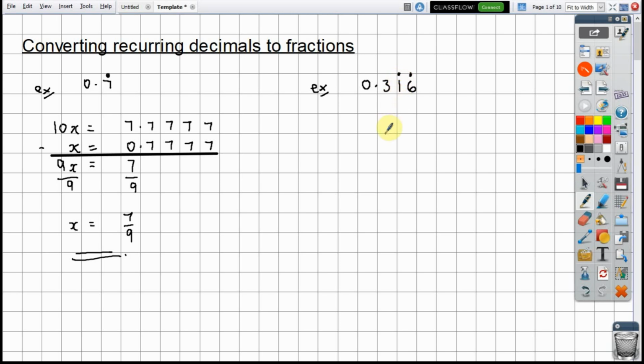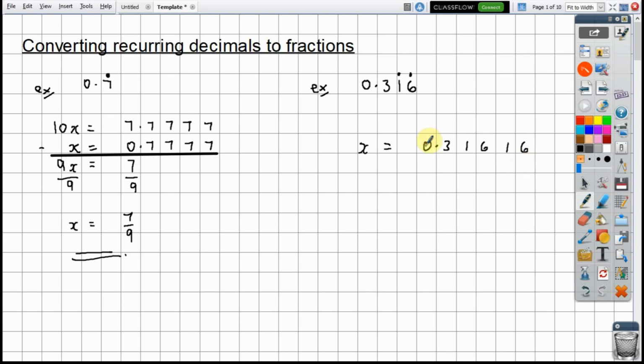We're going to leave a couple of lines blank. The reason we're leaving 2 lines blank, like we did over here, is so that we have a space to work above the x that we put in here. x equals 0.31616, and so on.